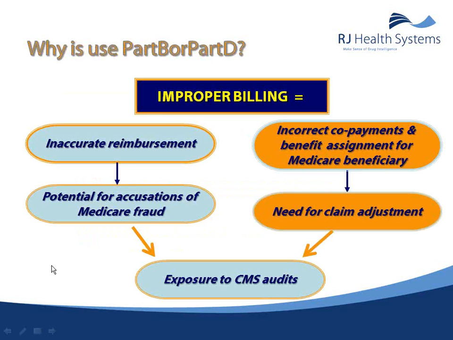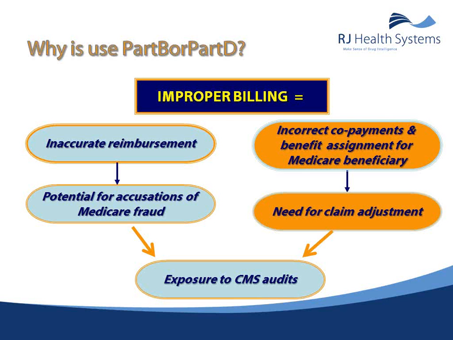So I guess the question would be, why do you use Part B or D? Improper billing can leave you open to a number of things. Inaccurate reimbursement can lead to potential accusations of Medicare fraud, which can expose you to a CMS audit. Also, incorrect benefit payment can also result in incorrect co-payments or benefit assignments for Medicare beneficiaries. Then you need to go back and adjust the claim, which again would also expose you to CMS audits.